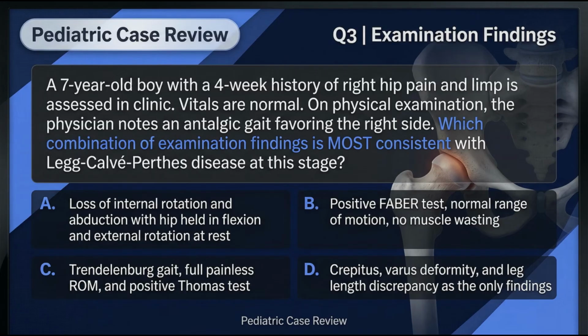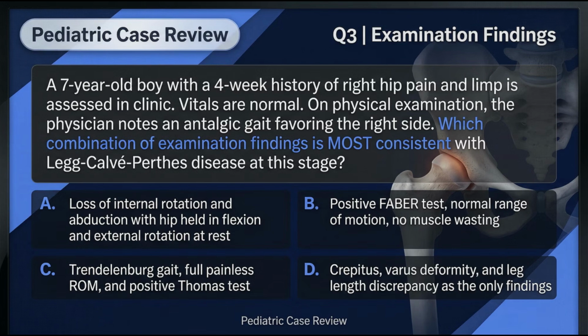Case 3. A 7-year-old boy with a 4-week history of right hip pain and limp is assessed in clinic. Vitals are normal. On physical examination, the physician notes an antalgic gait favoring the right side. Which combination of examination findings is most consistent with Legg-Calvé-Perthes disease at this stage? Option A. Loss of internal rotation and abduction with hip held in flexion and external rotation at rest.